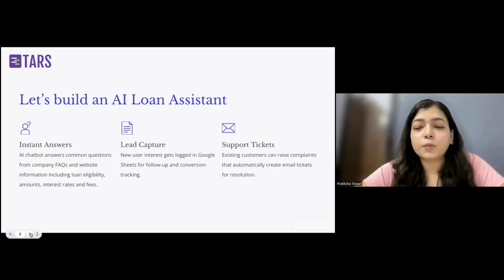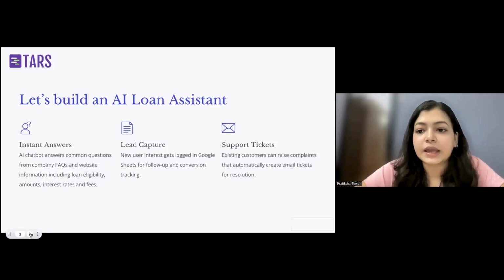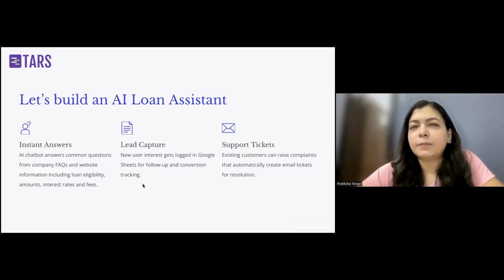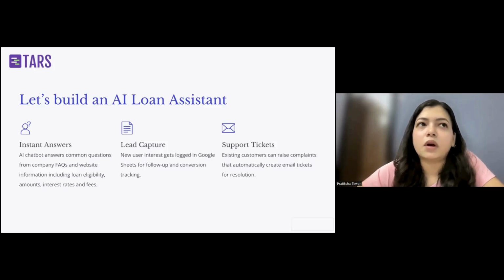Now, what more can an AI agent do is it can detect the intent of a customer, that they want to take a loan. So suppose I'm asking you about interest rates, and then I say, I want to take a loan. It captures the interest and logs it somewhere. In this webinar, we will learn how to log the interest in a Google Sheet. But of course, there are many more tools available with which you can log it in your CRM systems, etc. But just to keep things simple, in today's webinar, we'll see how we can track things on Google Sheet automatically.